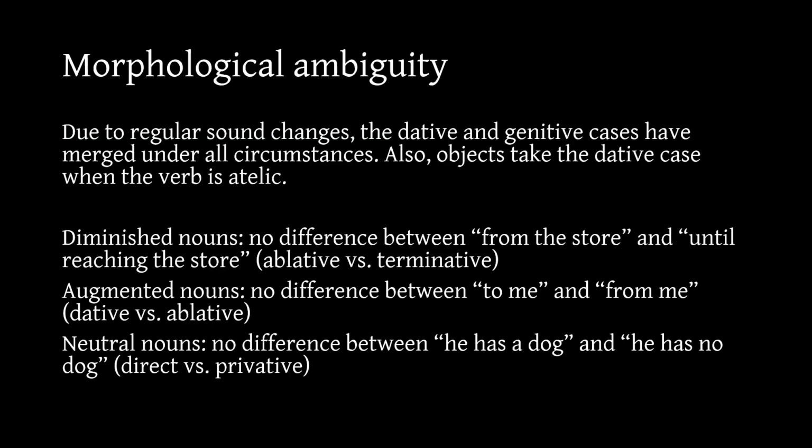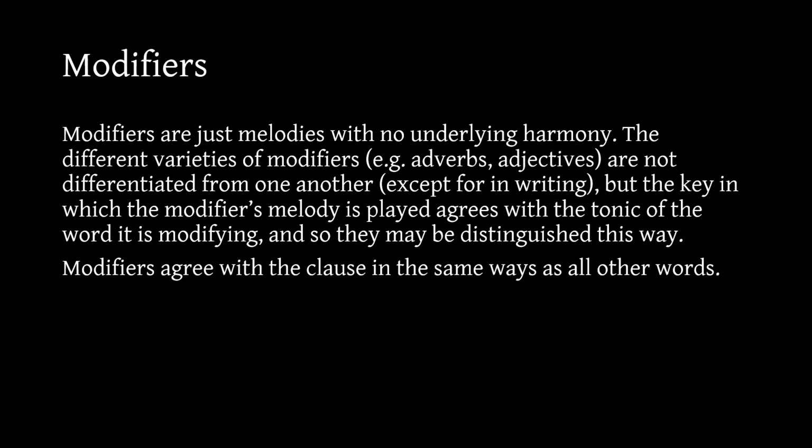So as you see here, diminished nouns don't have a difference between ablative and terminative case. Augmented nouns don't have a difference between dative and ablative, and neutral nouns don't have a difference between direct and privative. But this doesn't really tend to be a problem, as I'm sure you can guess. Here's a little bit more information on the modifiers quickly. They're just melodies with no underlying harmony. The different varieties of modifiers are not differentiated from one another, but the key in which the modifier's melody is played agrees with the tonic of the word it's modifying, so they can be distinguished this way. Modifiers agree with the clause in the same ways as all other words.